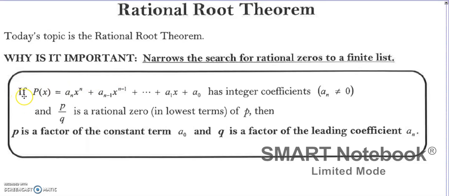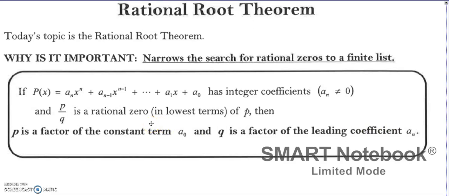What is the rational root theorem? So if we have a polynomial, that's what this is telling us. This is just a polynomial. Polynomials are what we have been dealing with in this unit. So if we have a polynomial that has integer coefficients, so remember, integers are whole numbers, but they can be positive or negative. And P over Q is a rational zero in lowest terms of P, then P is a factor of the constant term, a sub 0, and Q is a factor of the leading coefficient, a sub n.